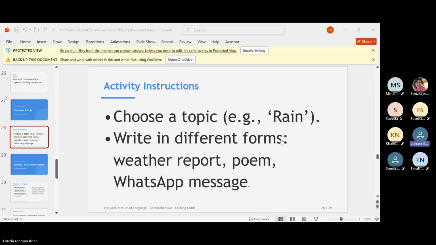Ma'am, for the weather report, we can speak like a weather reporter. We can say that today will be cloudy and it might rain today, so please stay home. We can use it for the weather report and for the poem. I don't know the actual poem, but we can mostly use a few lines about rain: in the rain the flowers bloom and the rivers flow. I just remember this sentence. And for the WhatsApp message, for example, I'm saying to my friend that it's raining outside, so don't take the umbrella with you. Okay, this is nice. Anyone else?